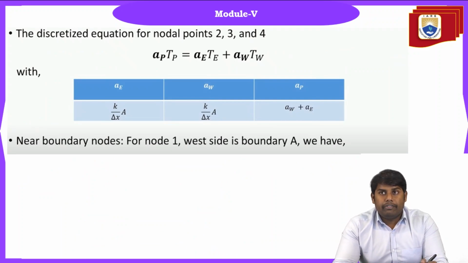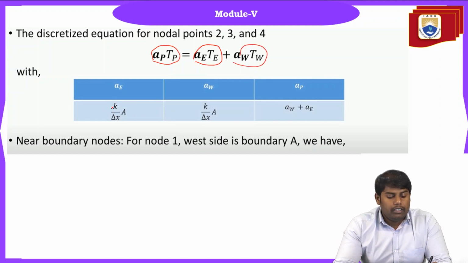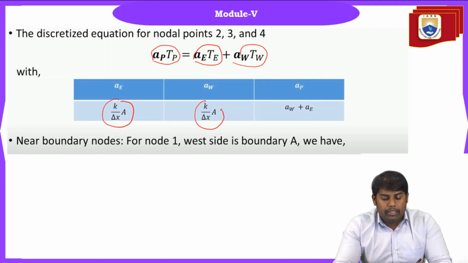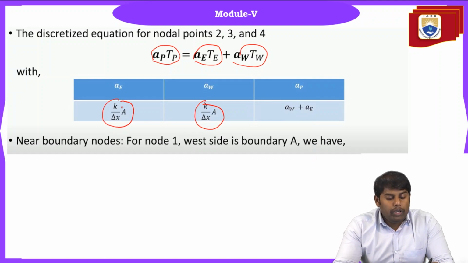As we have seen, basically what do we have? As I told you, AP TP is AE TE plus AW TW. Okay, so AE is nothing but K by delta x into A, and AW is K by delta x into A. So AP is nothing but AW plus AE. Fine. So here, if the area at the west side is changing, we have this.